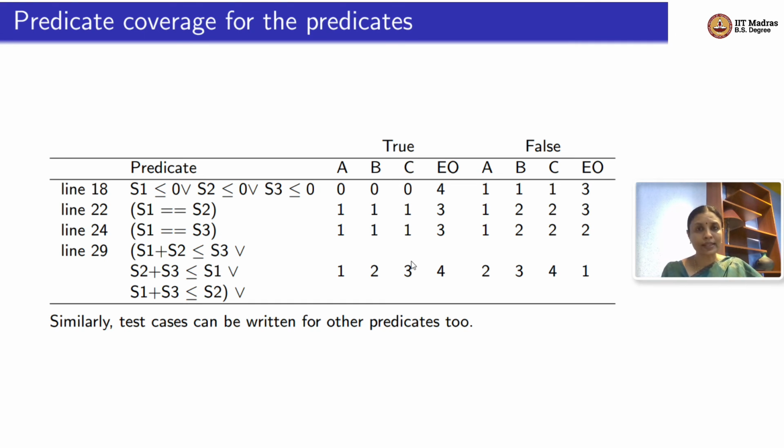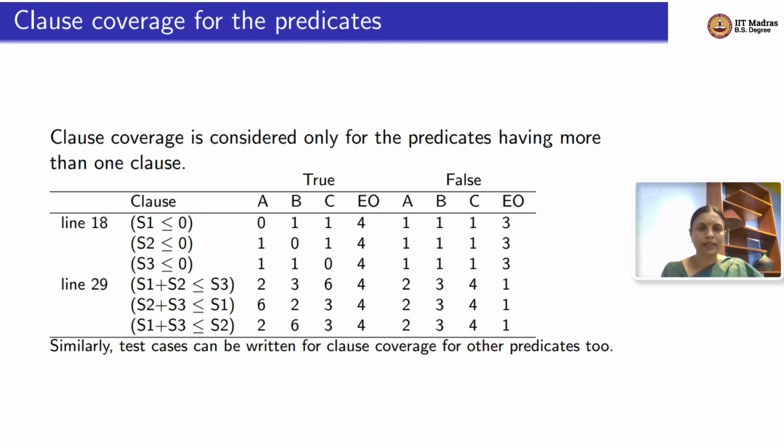So this is how the test cases for predicate coverage, for the predicate being true and the predicate being false, will look like. Now for clause coverage, this is just again a small sample. You could do it similarly for other predicates also. I have given it for the predicate in line 18 and again for the predicate in line 29. All other predicates you can do the same thing. It's just that it gets too cumbersome to write it, so I have not written it.